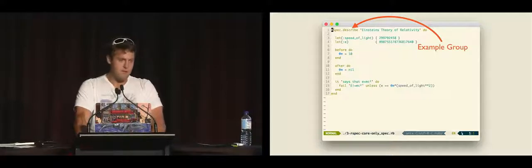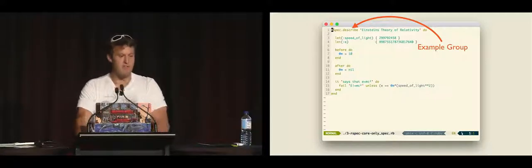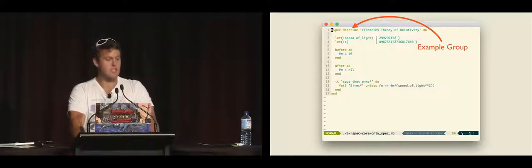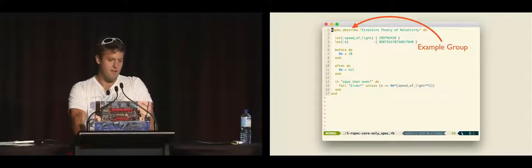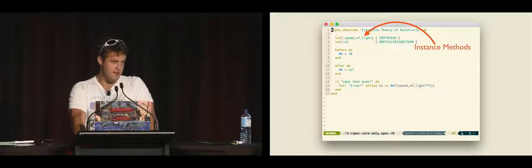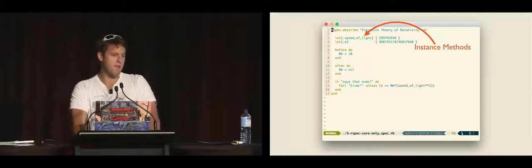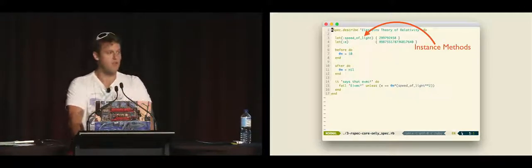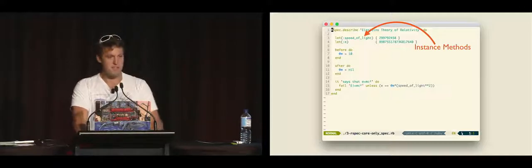The first bit that we do in this spec is we create an example group class. We're not actually creating an instance here, we're defining a subclass of example group, which RSpec will give the handy name Einstein's theory of relativity underneath another module, and then we're defining the things inside that class. We're defining some instance methods, using a bit of sugar and a bit of magic going on under the hood to store values for you, but that's essentially what that is. It's now a class with a method definition.